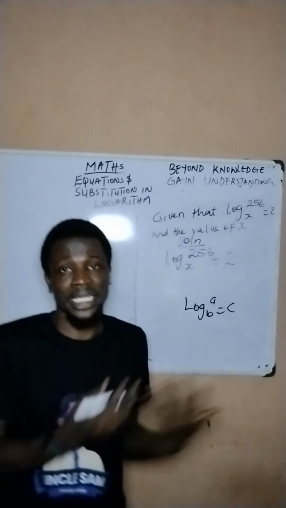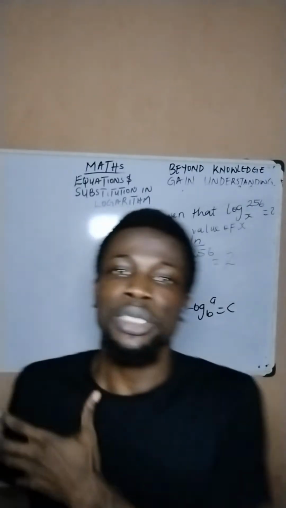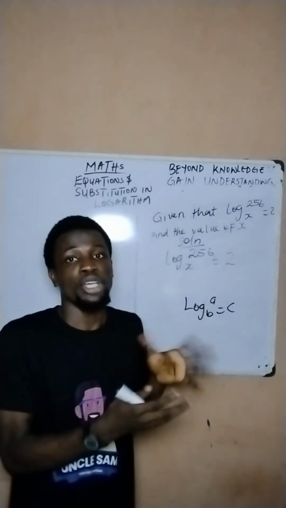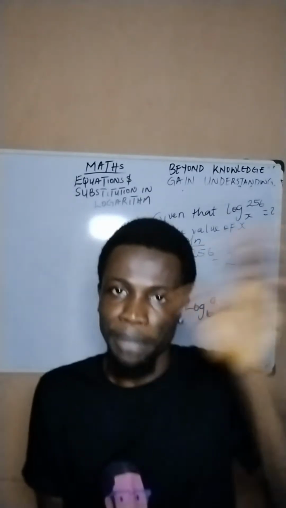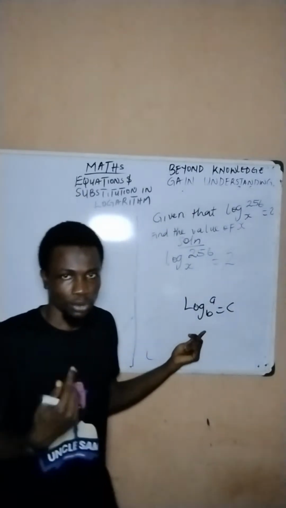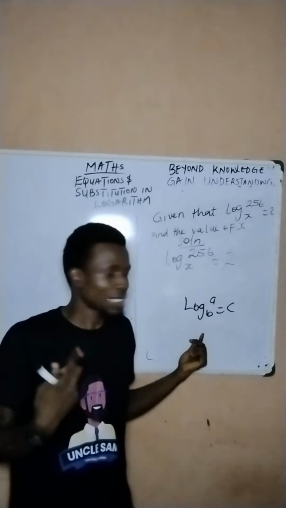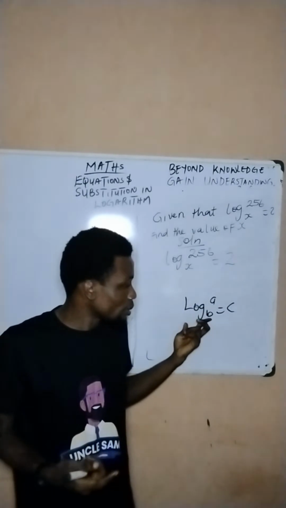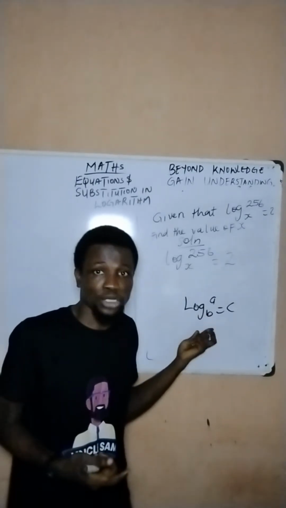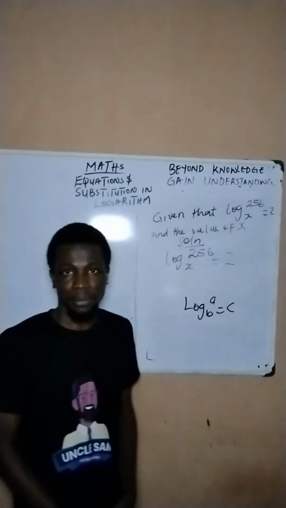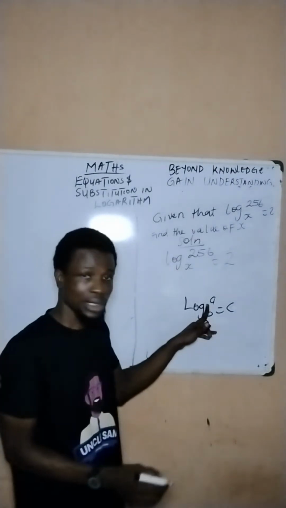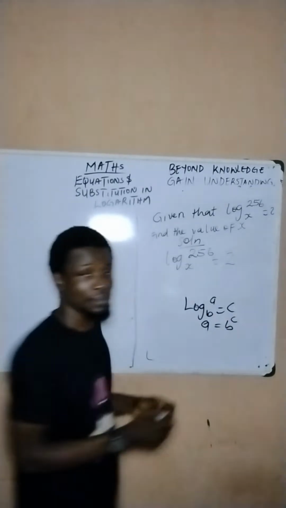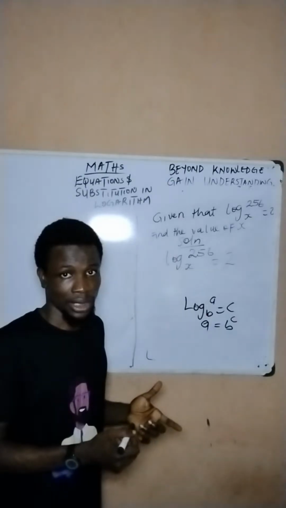Remember that logarithm, just like indices, is just another way of expressing numbers. For indices, you're expressing numbers in terms of a base and a power. But for logarithm, based on the definition, the logarithm of any number to its base is the value of the power that the base has to be raised to give you the number. So that means a is the same as b, the base, raised to the power of c.